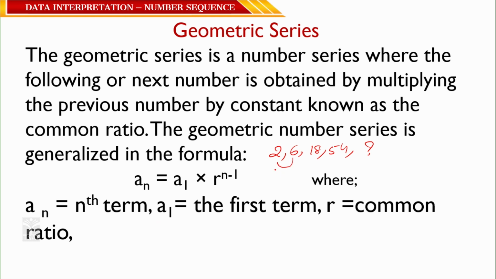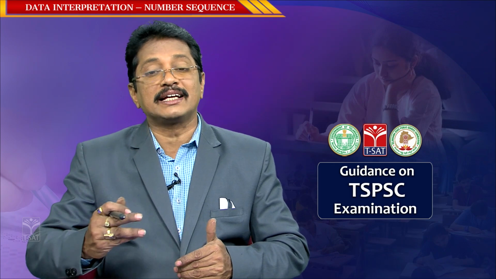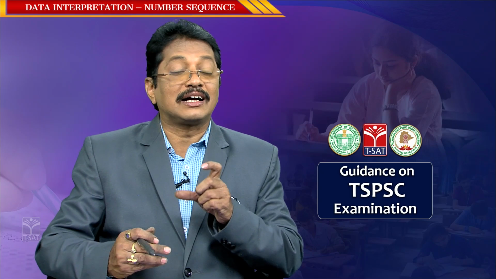6 by 2 is 3, 18 by 6 is 3, 54 by 18 is 3, or 2 3s are 6, 6 3s are 18, 18 3s are 54. So what is the next number? 54 3s are 162. So the next number is 162. Is it clear? Here the next number is generated by multiplying with a fixed number. That number is called the common ratio.